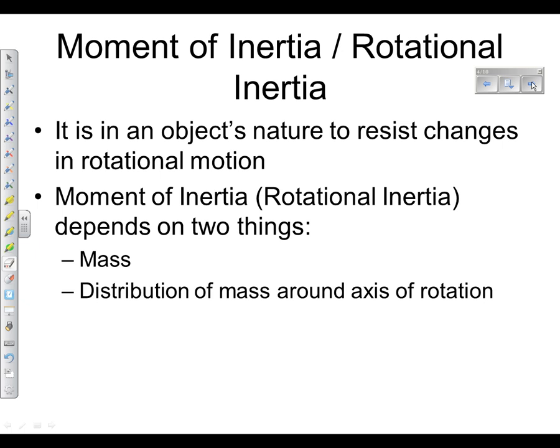So what we find out is that the moment of inertia, or the rotational inertia, same thing, those two terms are used interchangeably, depends on two things. It depends on the mass, but also the distribution of that mass around the axis of rotation. So not only how heavy is something, but where do we put that mass?